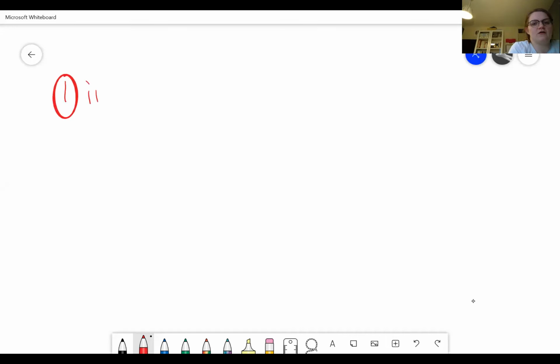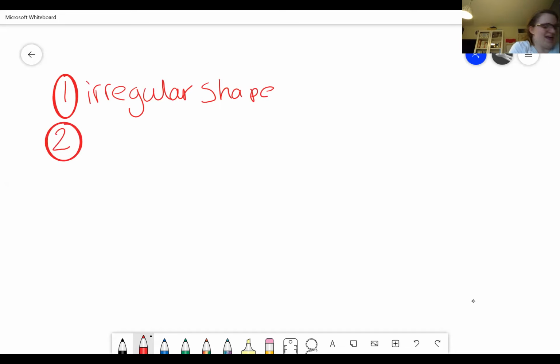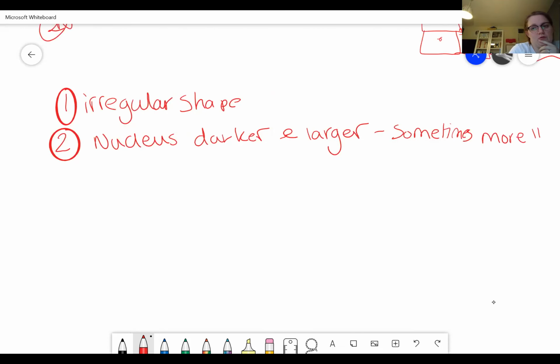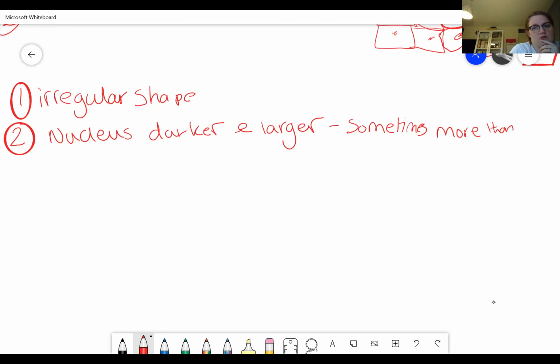Okay, so we've got a regular shape. The nucleus of tumor cells is darker when you're looking at it under a microscope, and it is larger than in normal cells. Sometimes as well, they might have more than one nucleus.